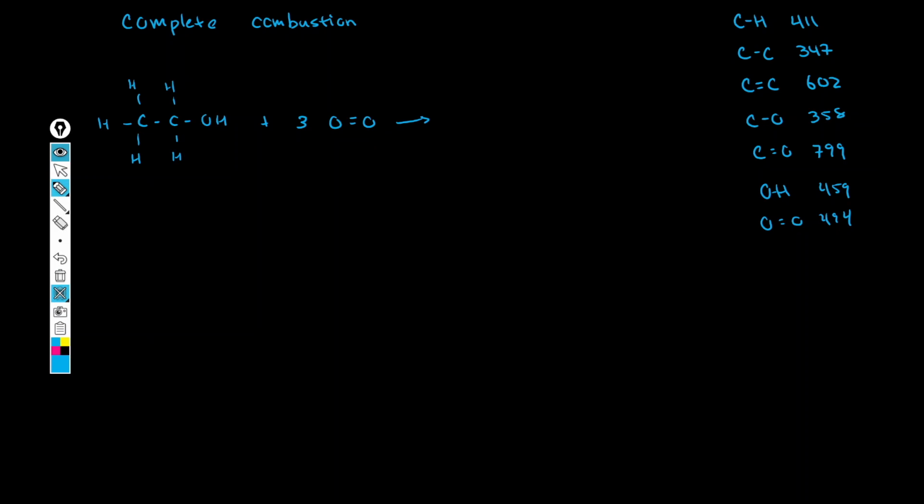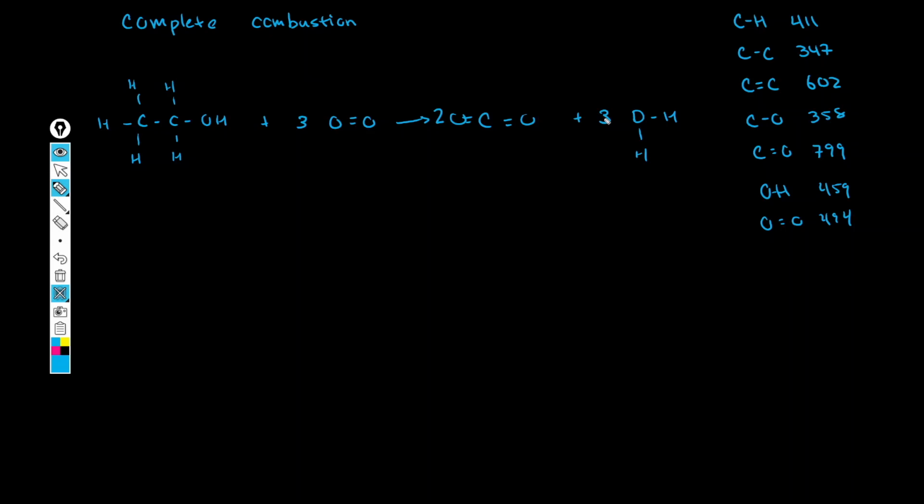So here we have a complete combustion of ethanol, so C2H5OH, and then it's combined with O2, and then it's going to produce carbon dioxide, so C double bond O twice, plus H2O. Now we want to make sure that we balance the equation as well. So we're going to put a 2 in front of the CO2 and then a 3 in front of the H2O. And here's our Lewis structure for our complete combustion of ethanol.